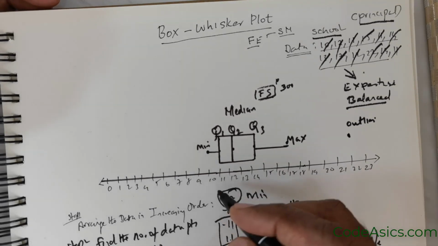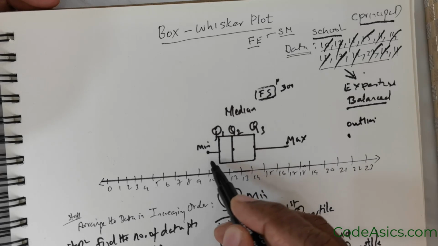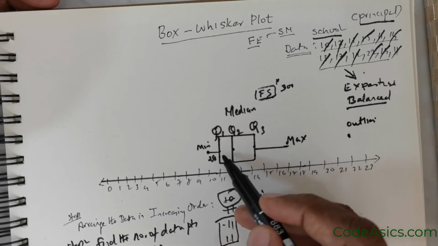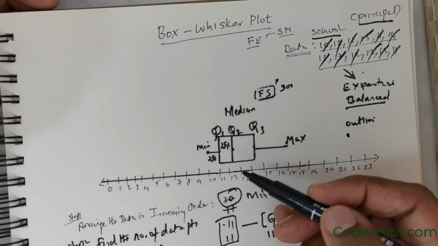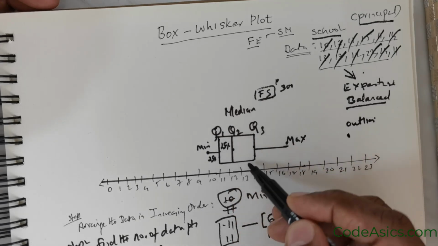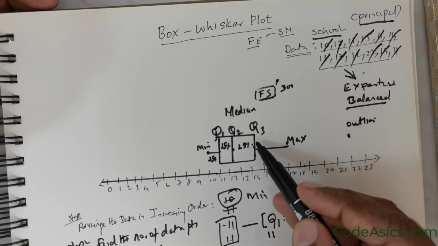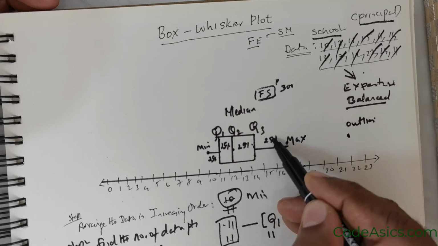Now there is another piece of information you need to know. Between the minimum value and the first quartile, you will have 25% of the data distributed. Between Q1 and Q2, this is very critical, you have another 25% distributed. Between the median and Q3, you have the next 25% distributed. And between Q3 and the max, you have the next 25% distributed.